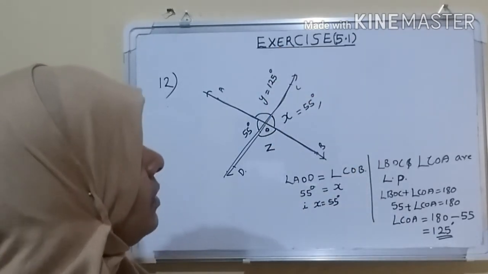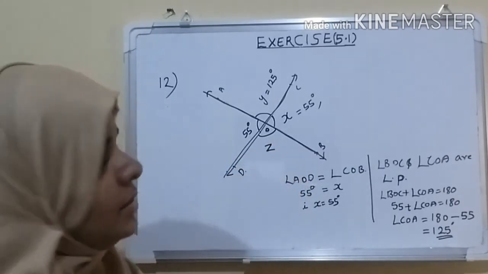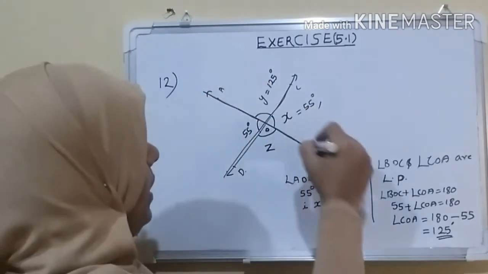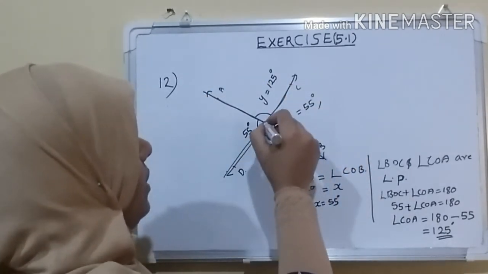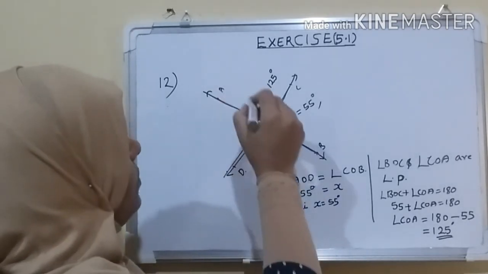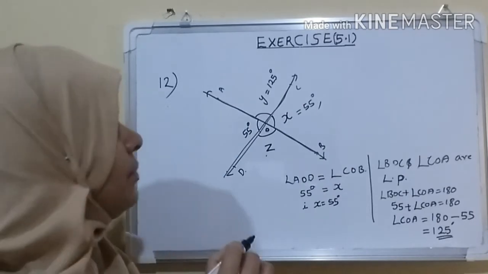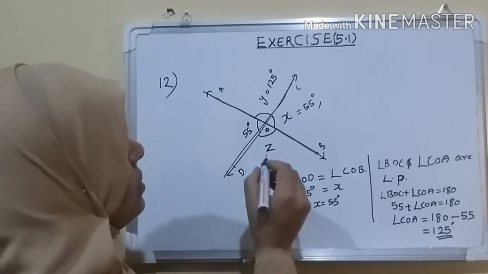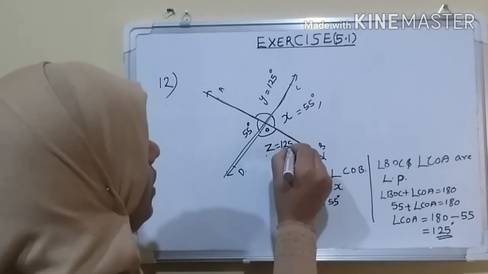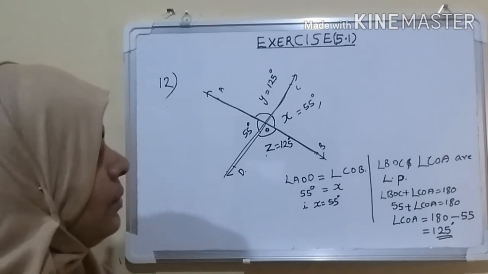Then what is the value of this Z, angle Z? We know the lines AB and CD intersect at a point O. Then Y and Z are vertically opposite angles. So this Z is also 125 degrees. We know vertically opposite angles are equal.